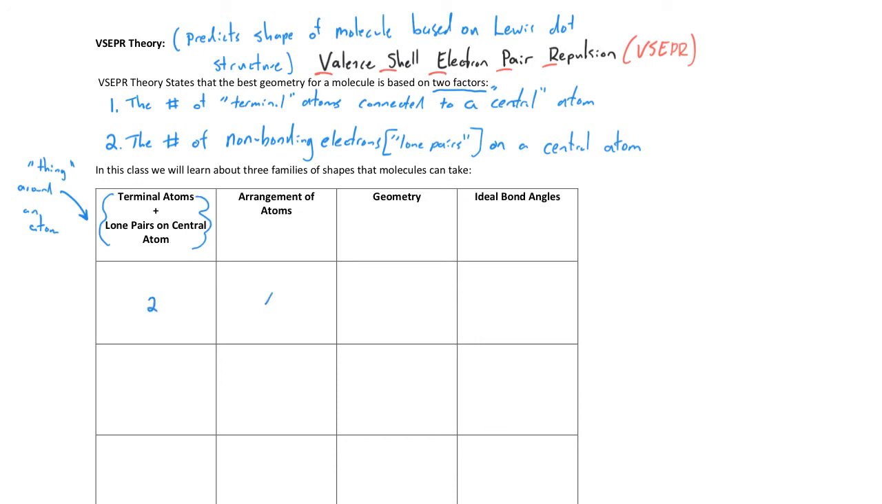If we add up the number of terminal atoms and the lone pairs, and we get the number 2, the arrangement of atoms we see in that case is like when we had two balloons tied to each other. We get a linear arrangement where the ideal bond angles are 180 degrees apart between these two things that I have shown here. Again, those can be atoms or lone pairs. They're 180 degrees apart because there are two of them.